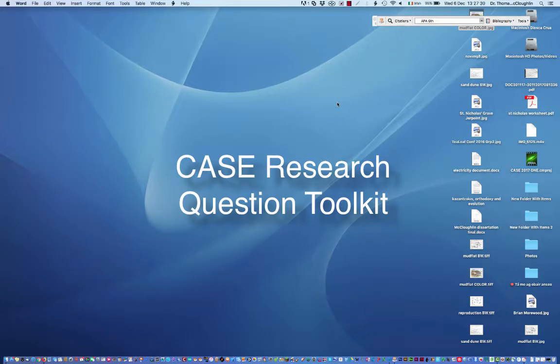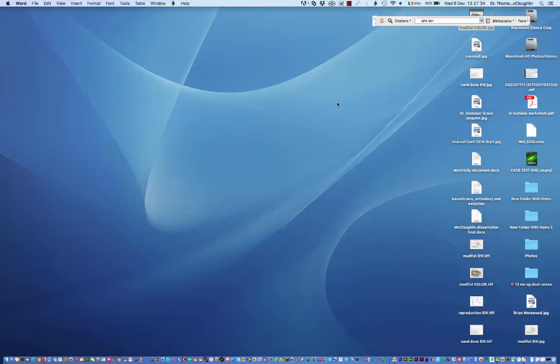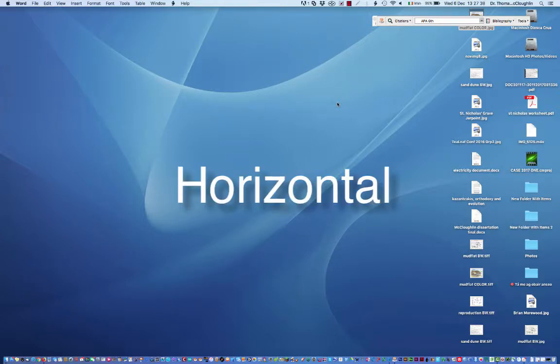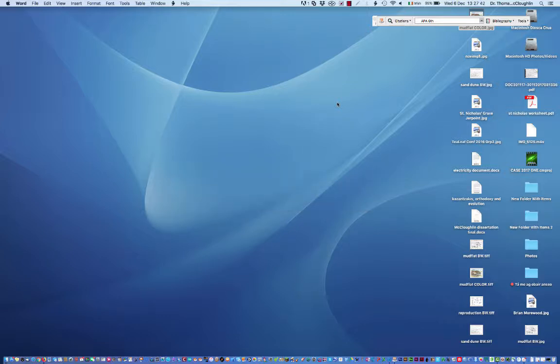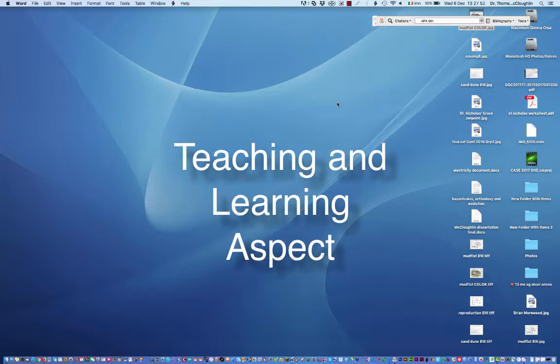All right. So I said that there were two, if you like, directions in the research. Horizontal, where you deal with the pillars of the case project, and vertical, where you deal with aspects of teaching and learning.